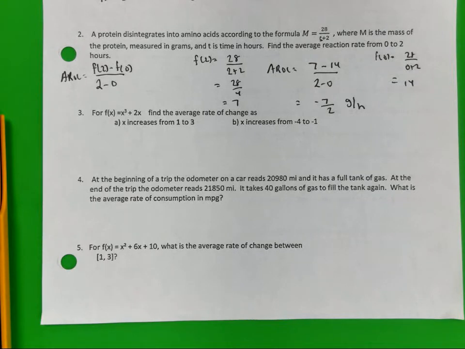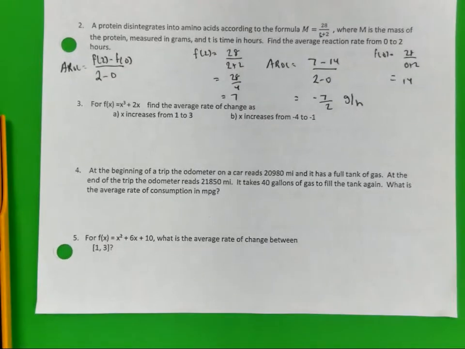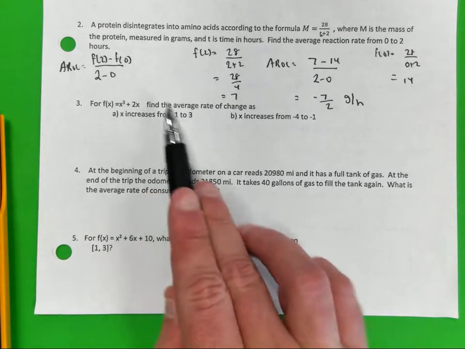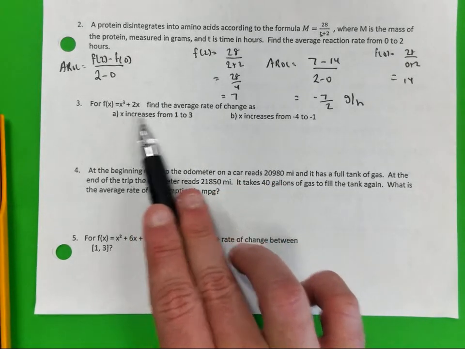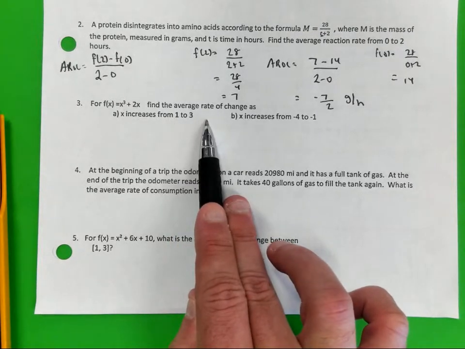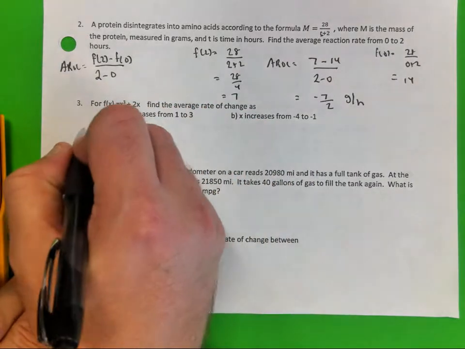Alright, number 3 is just a normal problem. No word problem. It just says, here's a polynomial function. What type of polynomial is that? Cubic. X to the third. And I want to find the average rate of change from when x goes from 1 to 3. So these are my what coordinates? X. So let's set this up.